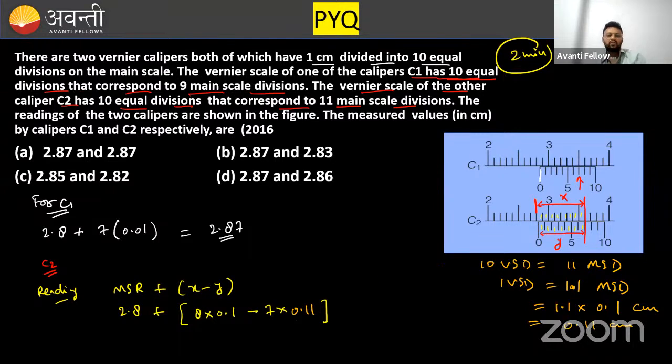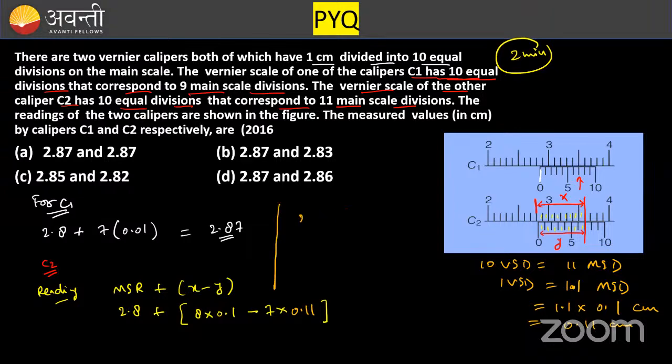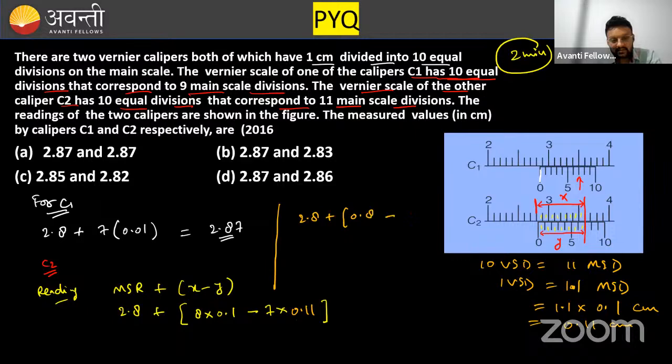0.11. एक बार सॉल्व करेंगे इसको, that will be your answer. कितना आया ये? B option. 2.8 प्लस 0.8 माइनस 0.77. 0.03. 2.8 plus 0.03, that is 2.83. Now take a break and tell me, कितने लोगों को ये समझ में आ गया है 2.83 कैसे आया.